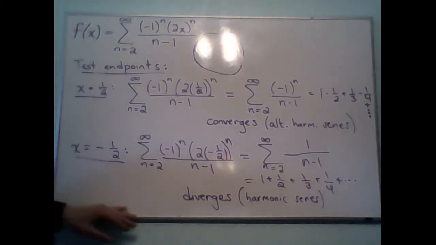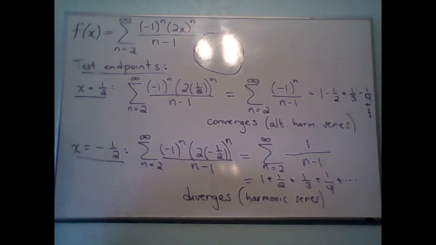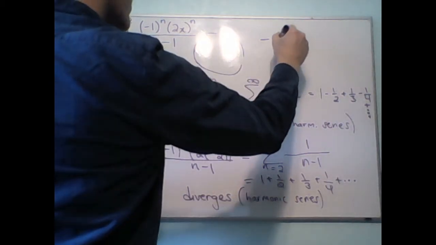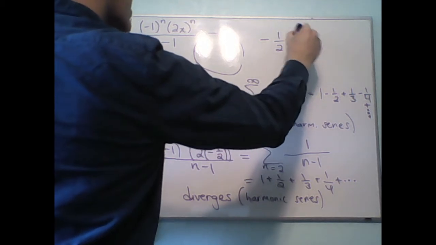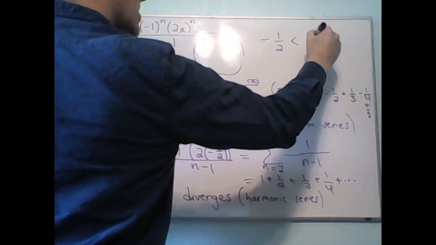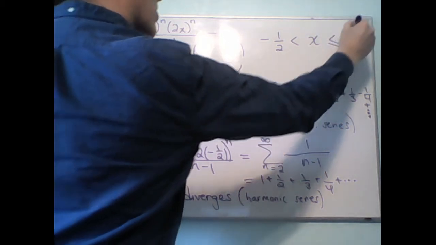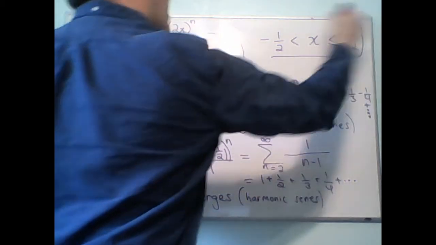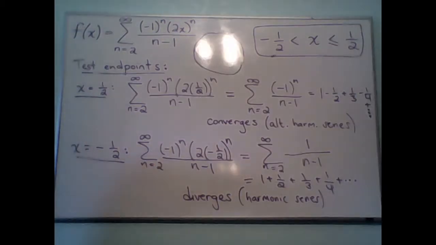Okay, I've tested both the endpoints, found out what the series does at each endpoint, and I'm ready to write my final solution here for the interval of convergence. My series diverges at negative 1/2, so I keep the less than sign, but it converges at the other endpoint, positive 1/2, so I'll make that a less than or equal to. That is my interval of convergence.